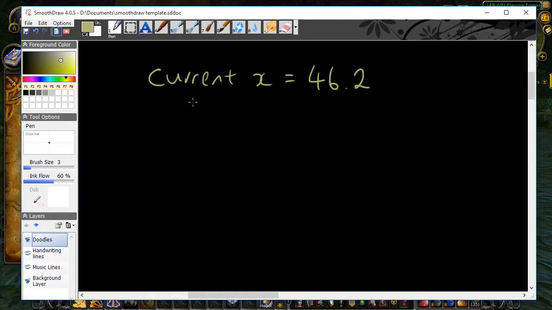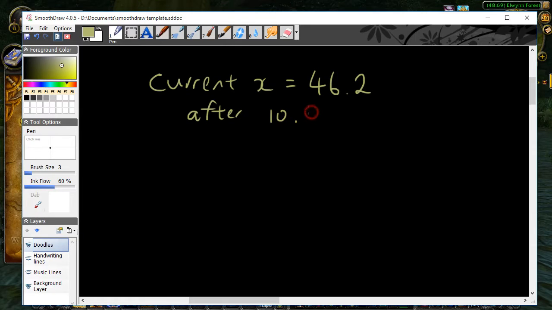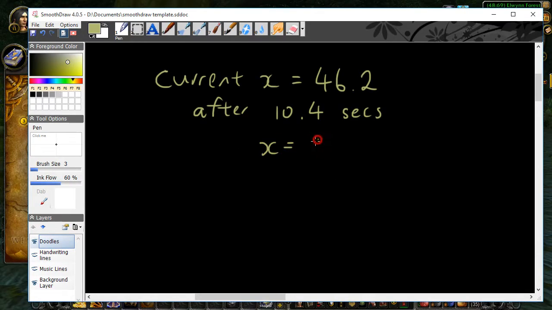So after 10.4 seconds, x is equal to 48.3. So that's the new x.